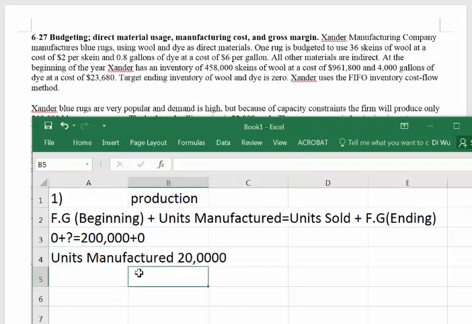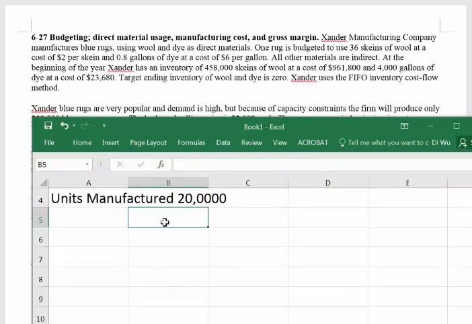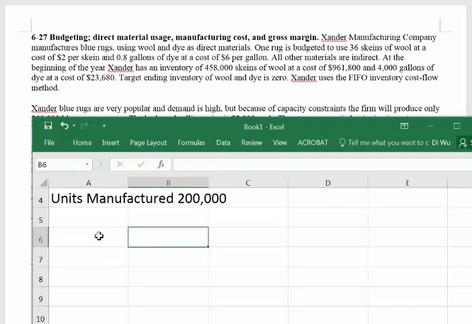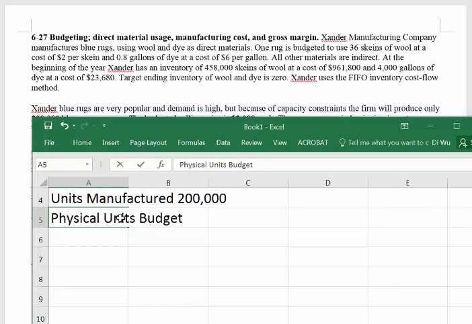That's very important because that's my production. Then the question becomes, in order to manufacture 200,000 units, what materials will I need? What is direct materials usage in units and dollars? First of all, we can take a look at what we call the physical units budget. I'm just looking at how many units of raw materials I need to get.